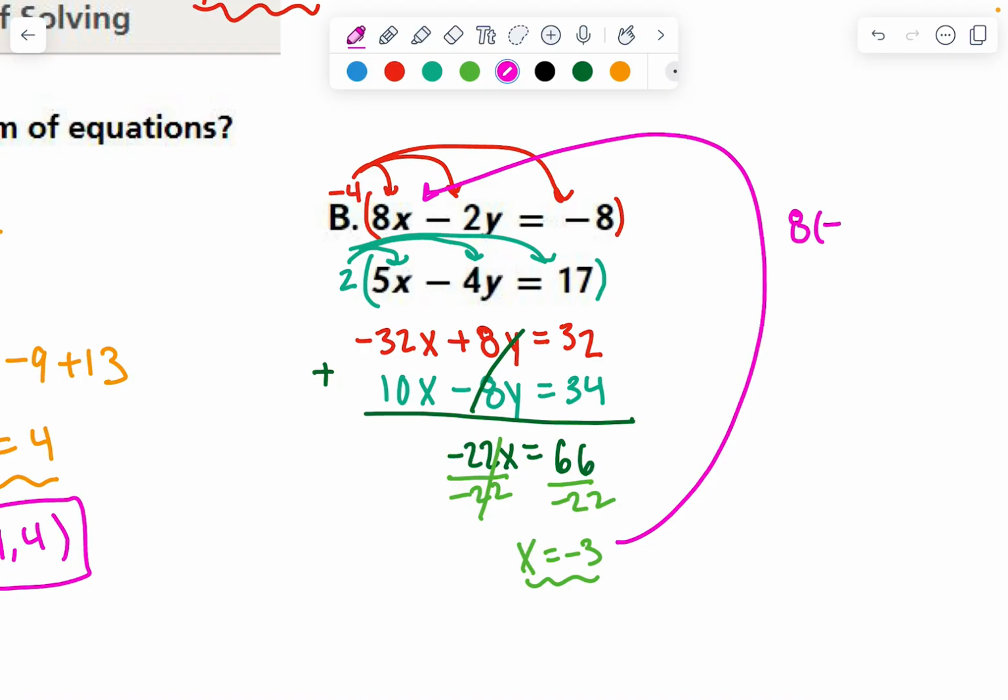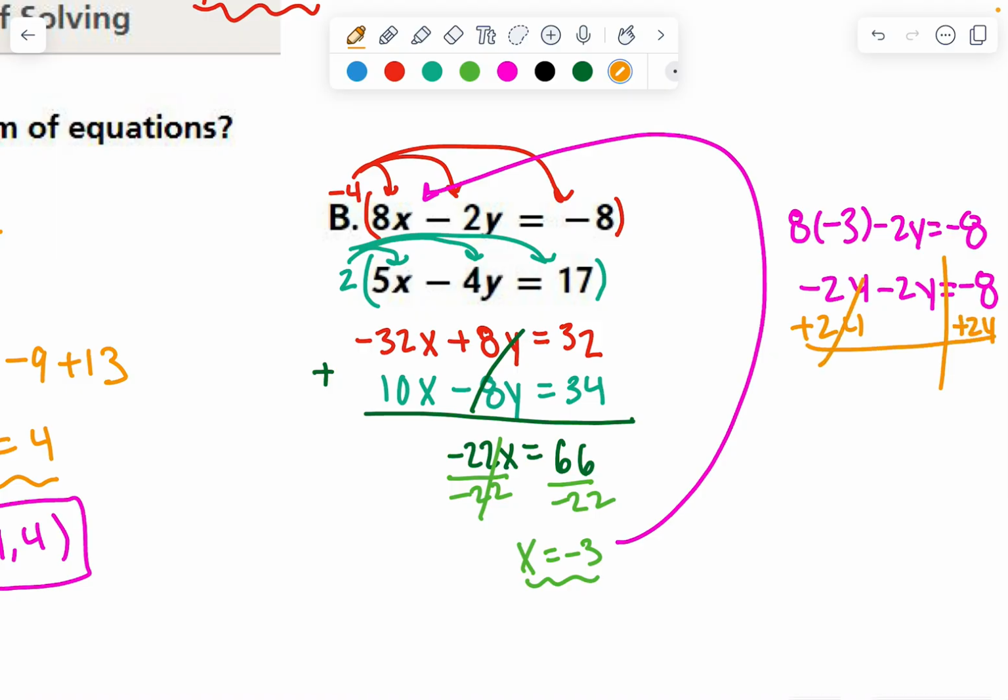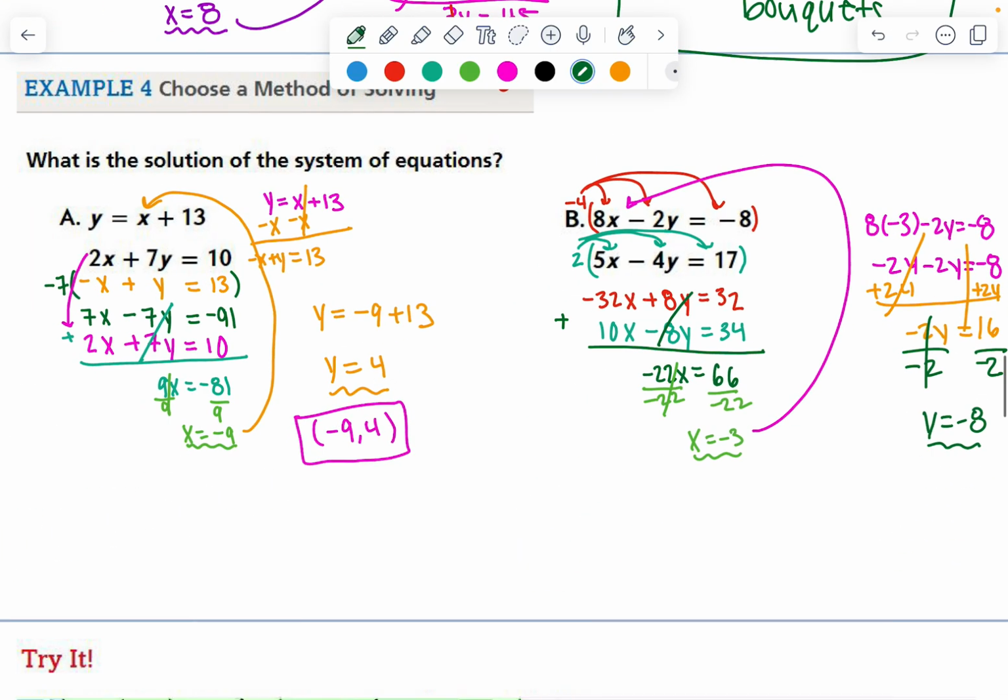So we have 8 times negative 3 minus 2y equals negative 8. 8 times negative 3 is negative 24. We're going to add 24 to both sides. So we're going to have negative 2y equals 16. Divide both sides by negative 2. And y equals negative 8. So our ordered pair is going to be negative 3, negative 8.